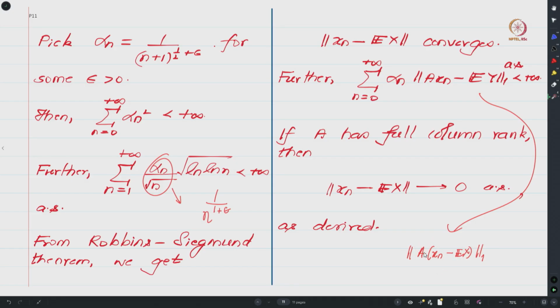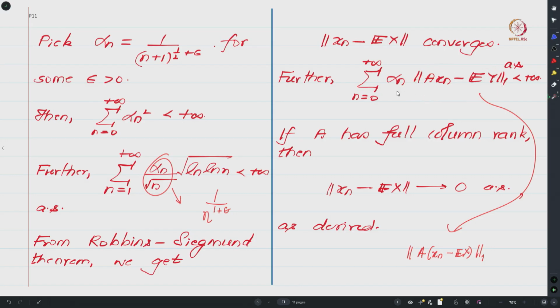Now if we presume A has full column rank, which means that this product is 0 if and only if this quantity over here is 0. By making use of this fact, one can show that this being finite and this converging together imply that the limit should be equal to 0. The way to verify this is the following: if xn minus expected value of x doesn't go to 0, then that would imply that your xn minus expected value of x goes to some positive value, and because it goes to a positive value, one can show that this quantity will also be a positive value, but we have presumed that your summation alpha n is actually infinity.